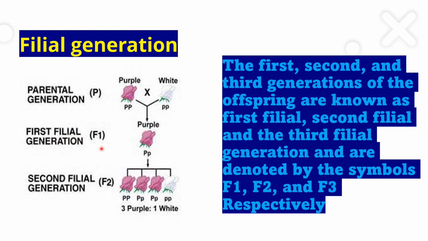In the first filial generation, all the progenies are dominant. That shows purple flowers. But that is heterozygous. Then the second generation is F1 self. Then we will get second generation. That is second filial generation.